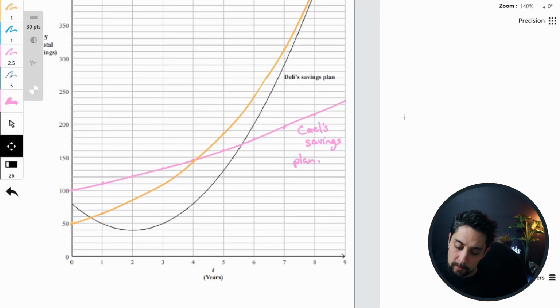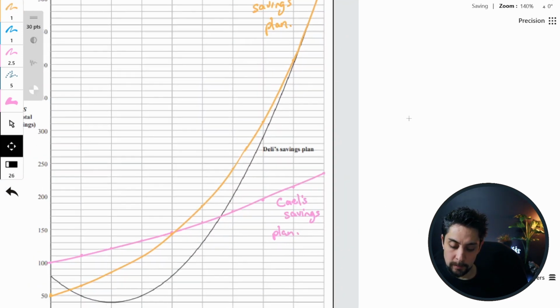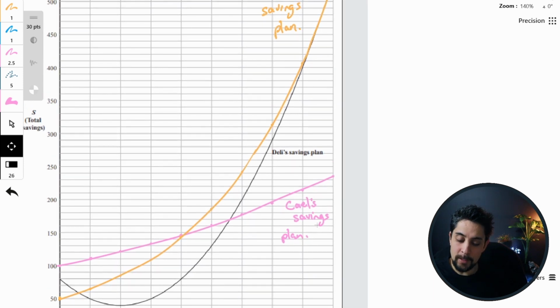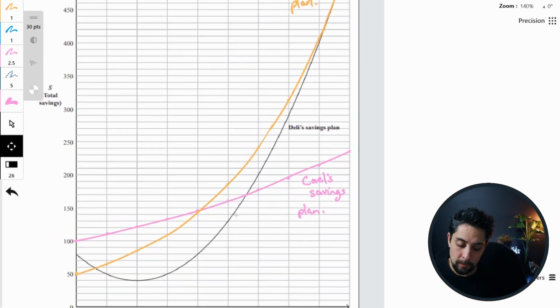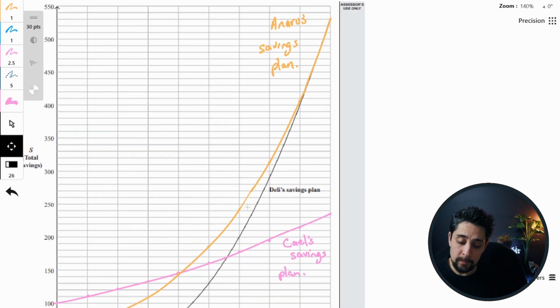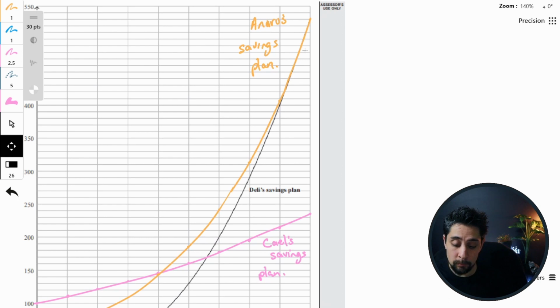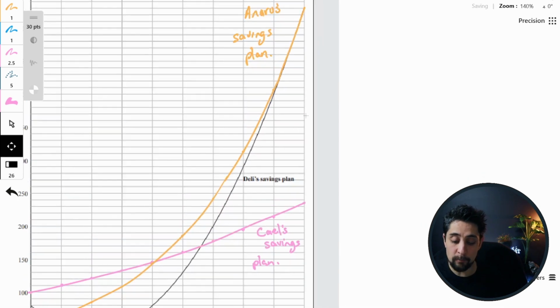Okay, so let's now compare these three. So we see that even though Kale had a higher starting value of $100, his savings was actually the least because his interest rate wasn't that high. 10% was not that high. Now in the real world, 10% is quite high. So yeah, this is a good savings. But with Anaru's 30% savings, he just skyrocketed. And then Delhi's savings plan also really went high really quickly.